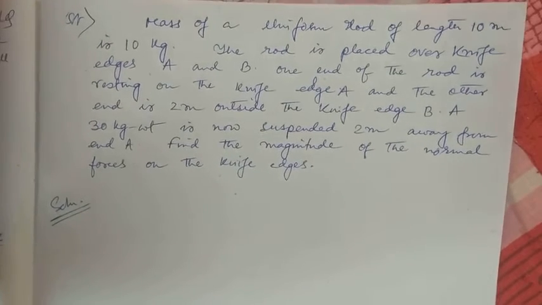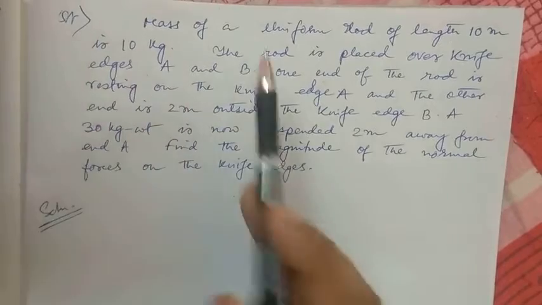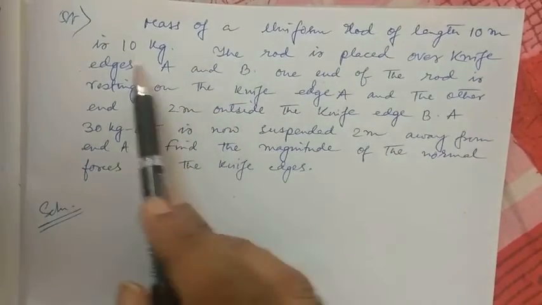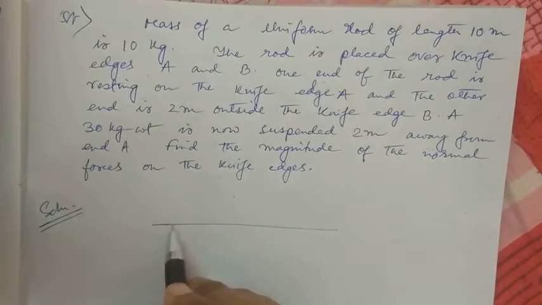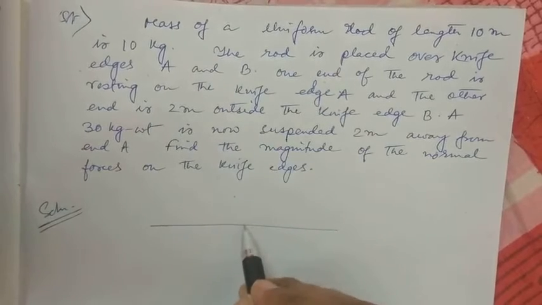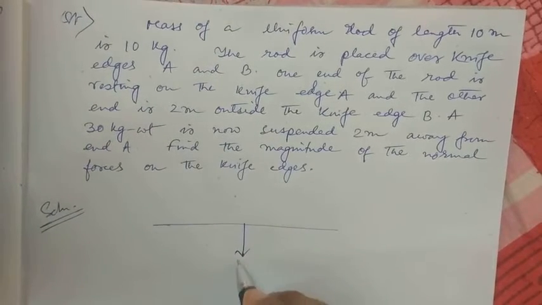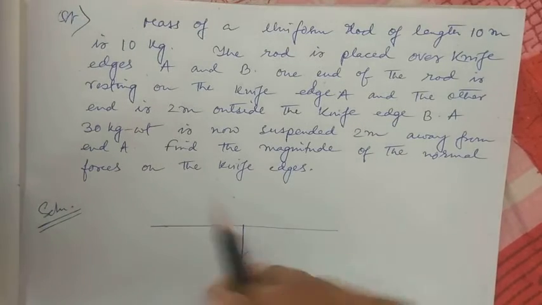We start this video with a problem. The mass of a uniform rod of length 10 meters is 10 kg. We take a uniform rod. Now the mass is 10 kg, that means the weight of the rod is acting at the center of the rod, that is 10 kg, or 10 into g.